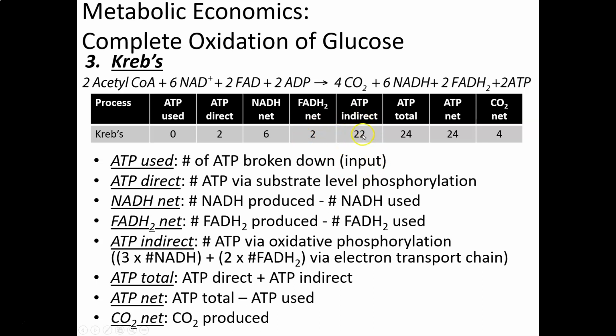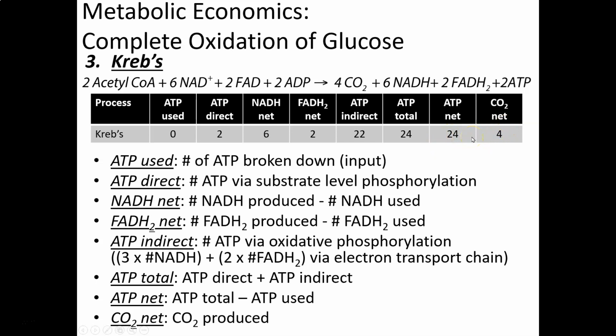Indirect ATP is 22. How do we get there? Well, NADH net is 6. 6 times 3 is 18. FADH2 is 2. 2 times 2 is 4. So 18 plus 4 is 22. My ATP total, indirect 22 plus direct 2 gives me 24. My ATP net, total minus used, 24 minus 0, 24. All right, so my net is 24. My CO2 net is 4.